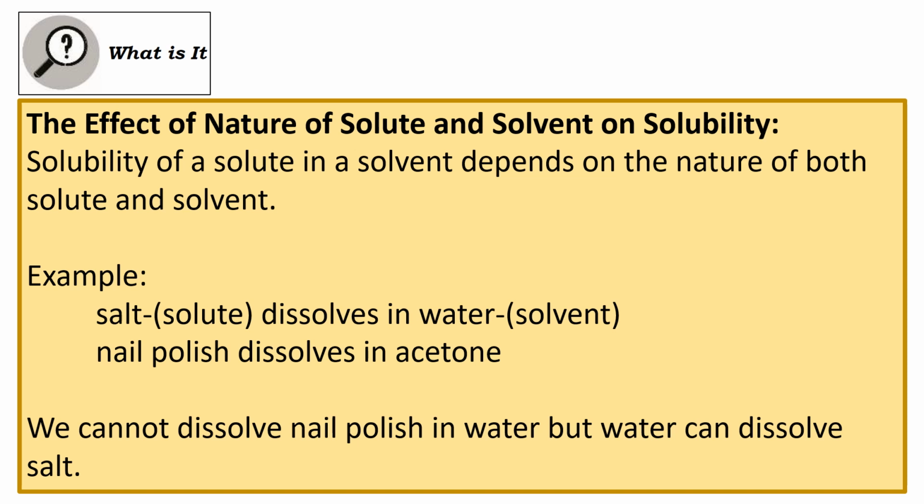Example, the salt or the solute, siya yung tutunawin. It will dissolve in water. Ang water ay ang solvent. Nail polish dissolves in acetone. So, ang nail polish, ang solute, at ang acetone naman, siya yung solvent. Now, we cannot dissolve nail polish in water, but water can dissolve salt. So, hindi natin pwedeng tunawin ang nail polish, yung manicure na polish, gamit ang water. Pero ang water ay nakakapag-dissolve ng salt or asin. Ibig sabihin, kung ano ang nature ng solvent, dun din ang nature na pwede niyang tunawin. Hindi pwede na matutunaw niya lahat. Merong mga bagay na hindi niya pwedeng tunawin.